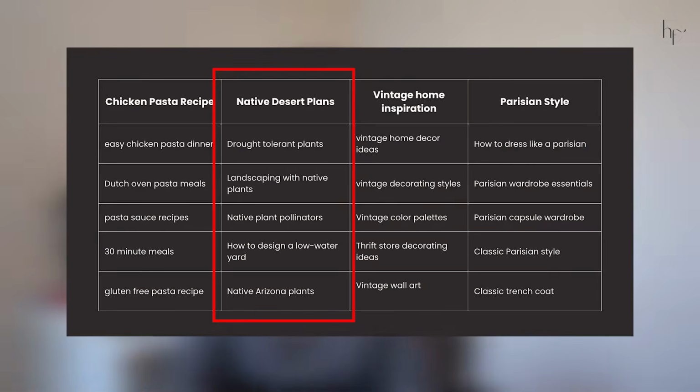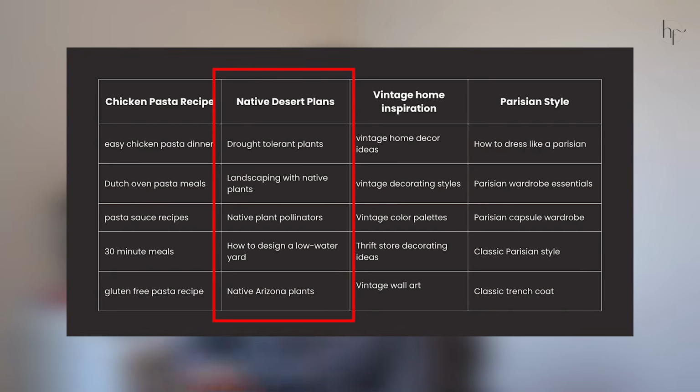Now, I have an example for you, and I'm going to have my video editor put it up on the screen for us. Okay, so as you can see here, the example of chicken pasta recipe, we already went through that one. So let's look at the next example, which is native desert plants. If I were creating a blog post on 15 native desert plants, then I could use these other keywords in this particular column. So drought tolerant plants, if they're native to the desert, they're going to be drought tolerant. People might be looking for that instead of native desert plants.